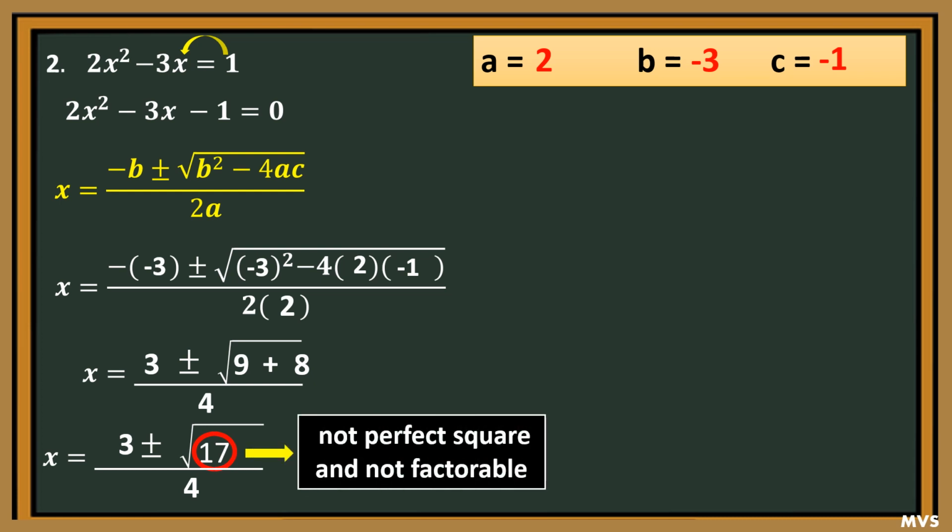Since 17 is not a perfect square and it's not factorable, we have to separate the two equations. We'll have now x is equal to 3 plus the square root of 17 all over 4. And the other one, x is equal to 3 minus the square root of 17 all over 4. Therefore, what are the roots of the equation?